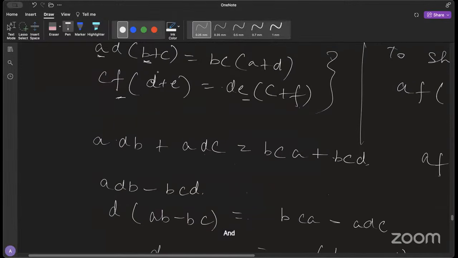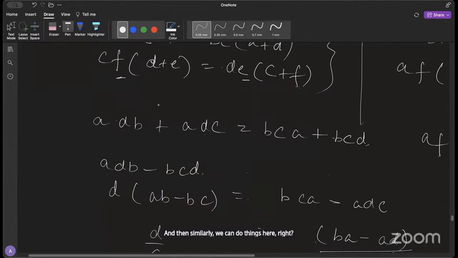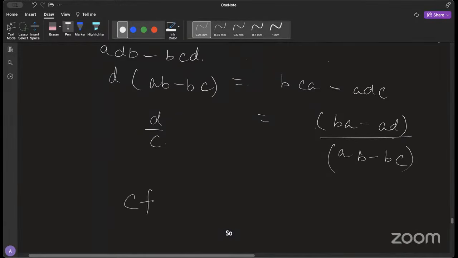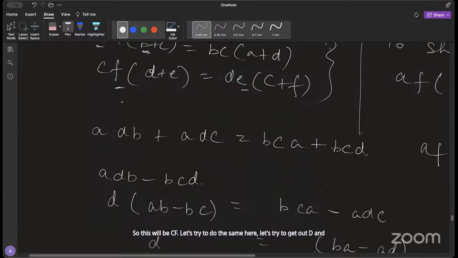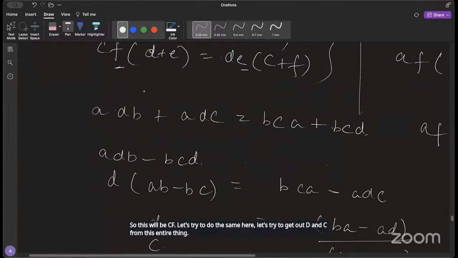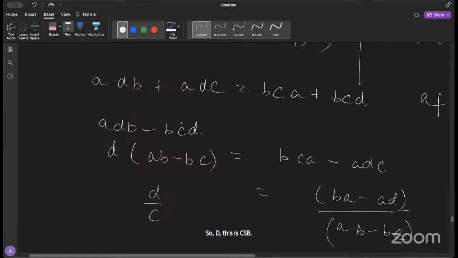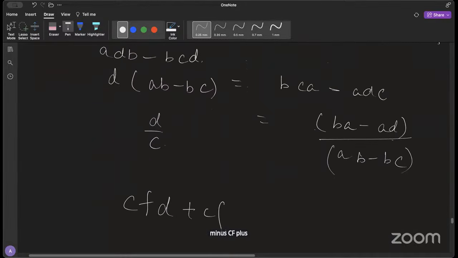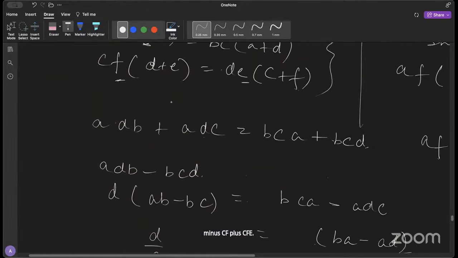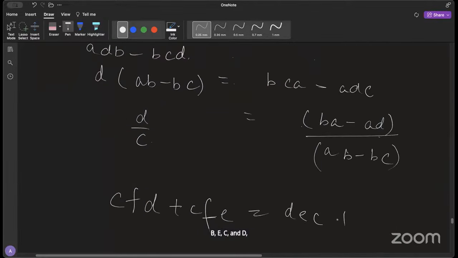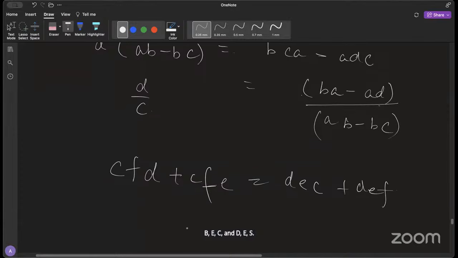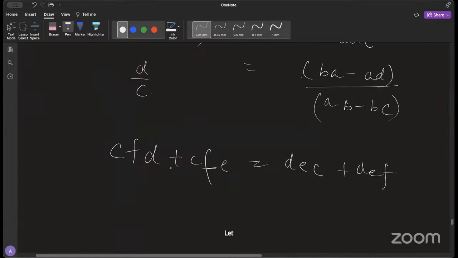And then similarly, we can do things here, right? So this will be CF. Let's try to do the same here. Let's try to get out D and C from this entire thing. So D, this is CFD minus CF plus CFE. And this will be DEC and DEF. Let's take C common.